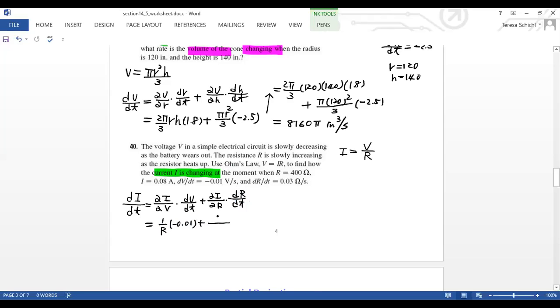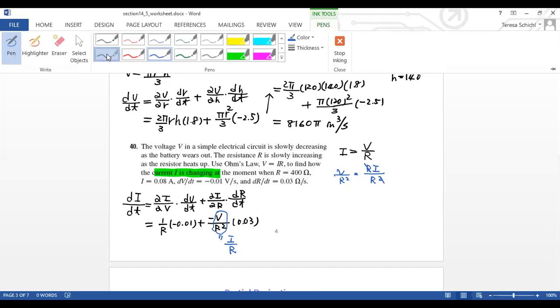The partial derivative of I with respect to R will be negative V over R squared. Then times dR/dt, which is 0.03. Take a look at these: V over R squared, where V is equal to the current times the resistance, IR over R squared. You cancel one R, so it's I over R. So this is the current over resistance.